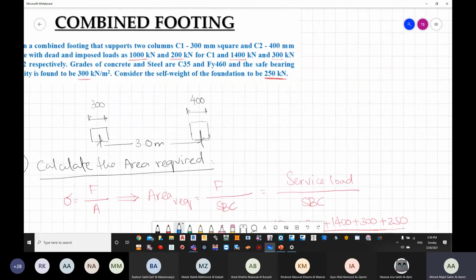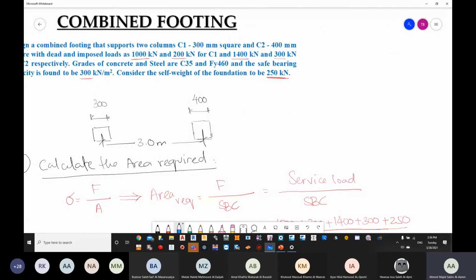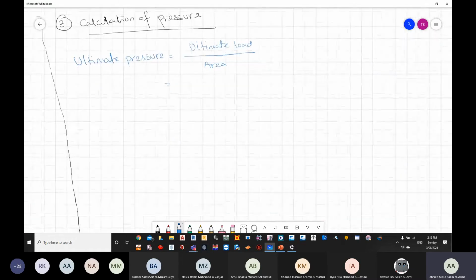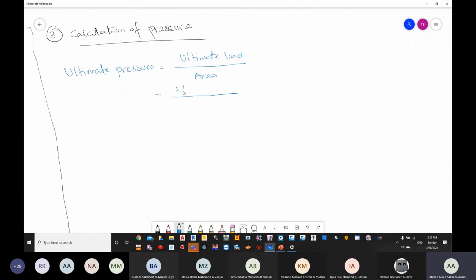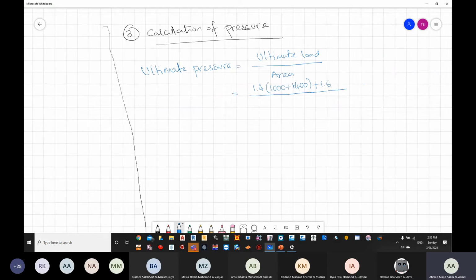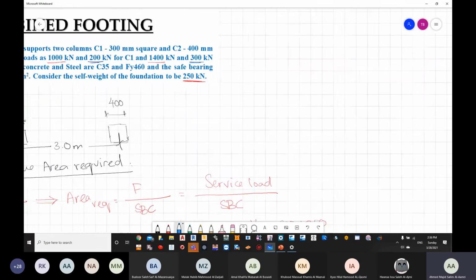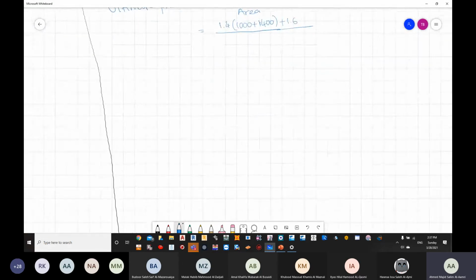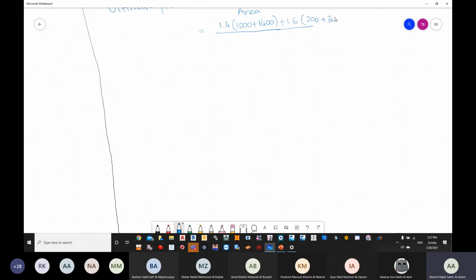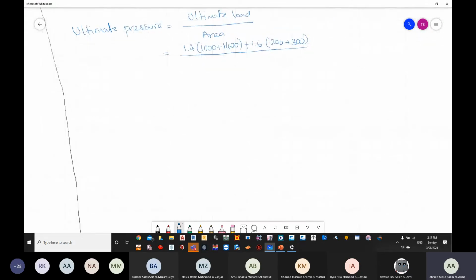Returning back to the question, we have two dead loads and two live loads. Dead loads are 1000 and 1400. So I'm going to multiply 1.4 into 1000 plus 1400, plus 1.6 into live loads. How much are the live loads? We have 300 and 200. So 200 plus 300, divided by my area. What is my area? My area is 2.3 multiplied by 4.6 meters.